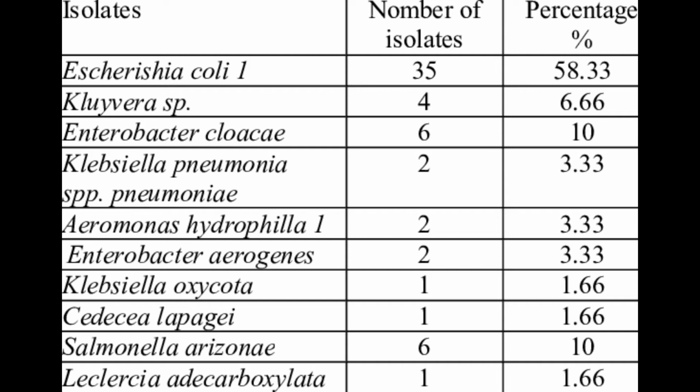The LIA can also detect H2S production. However, compared to the TSI, LIA is less sensitive for H2S production. So, moving on.